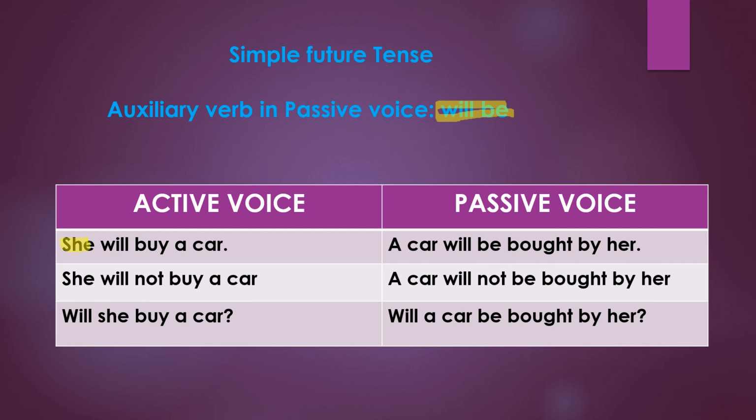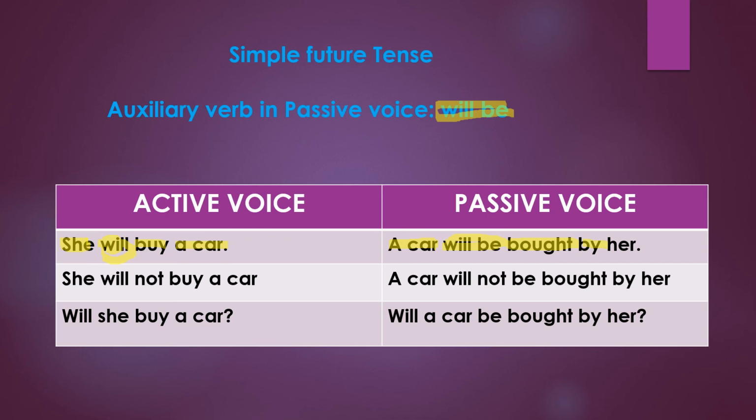We know auxiliary verbs will and shall are used for future tense. Then "buy a car": buy is the verb, the first form of verb, and then a car. Okay, to change it into passive voice, the object of the active voice takes the place of the subject in passive voice. Will be is the auxiliary verb which we need to use here, and then the participle form of buy, that is bought.